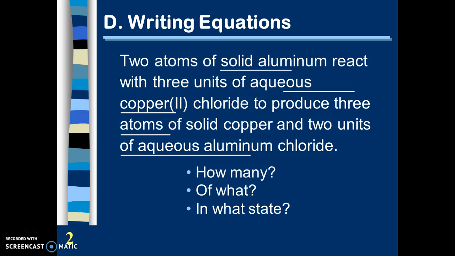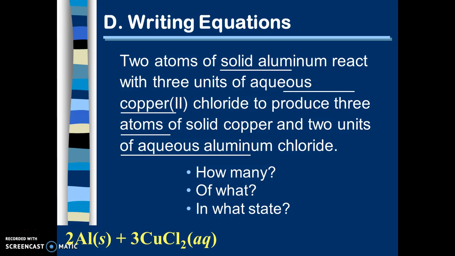So we have 2 atoms of solid aluminum. So we're going to put the 2, we put the symbol for aluminum, and we show that it's solid after it. Even though we say solid aluminum, we're going to write it as aluminum solid in the equation. And then the key word react with. React with, that means a plus. 3 units of aqueous copper 2 chloride. So we've got 3 copper 2 chlorides, and we have to write the correct formula for copper 2 chloride. Remember, that's where we balance the charges. Copper being a +2 and chloride being a -1, so we need 2 chlorides. The symbol for aqueous is AQ.